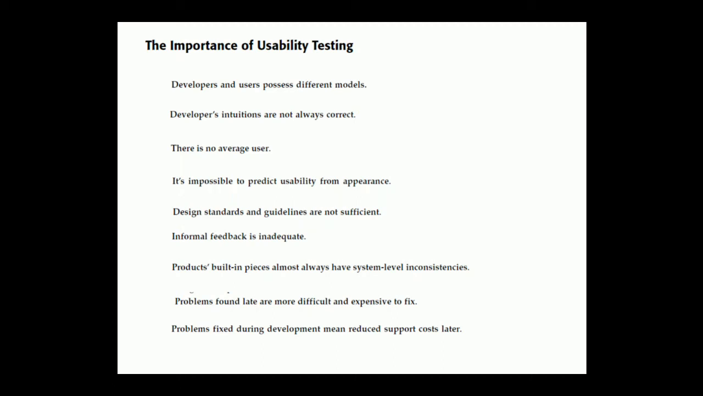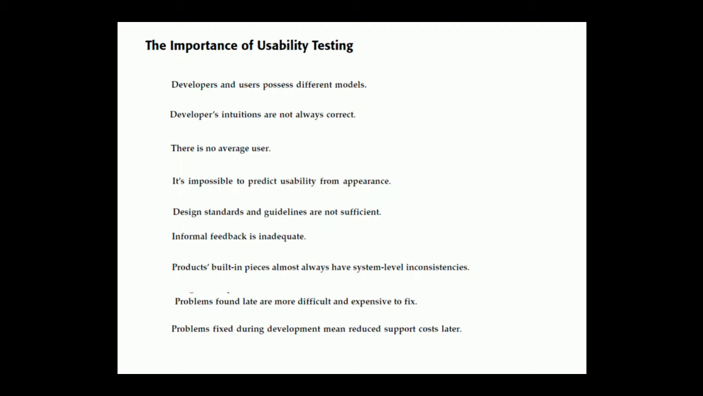Informal feedback is inadequate. Informal feedback is a hit and miss proposition. Parts of systems may be completely overlooked, or significant problems in other parts may never be documented at all. In all such cases, we need usability testing.